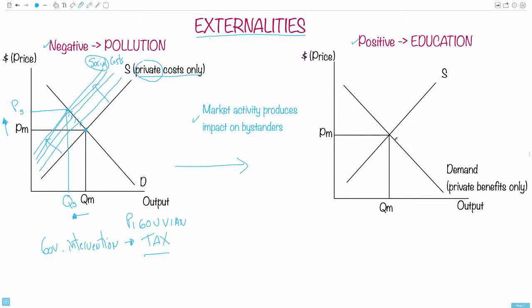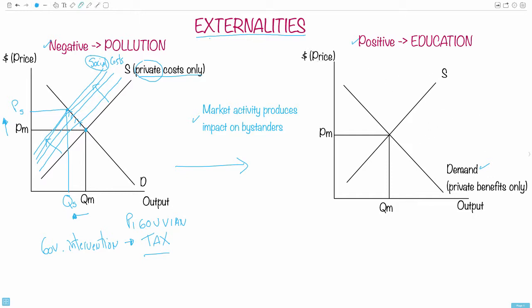What happens when the impact of this market activity is not negative, now it's positive? What does that mean? Well, now we need to shift gears to the demand. Notice that in the case of the market for education, and here in the output you may want to think of this as the number of students graduating from college, or the number of units exchanged, and here the price is the price per unit, or the price per semester. It doesn't matter. This is the market for education.